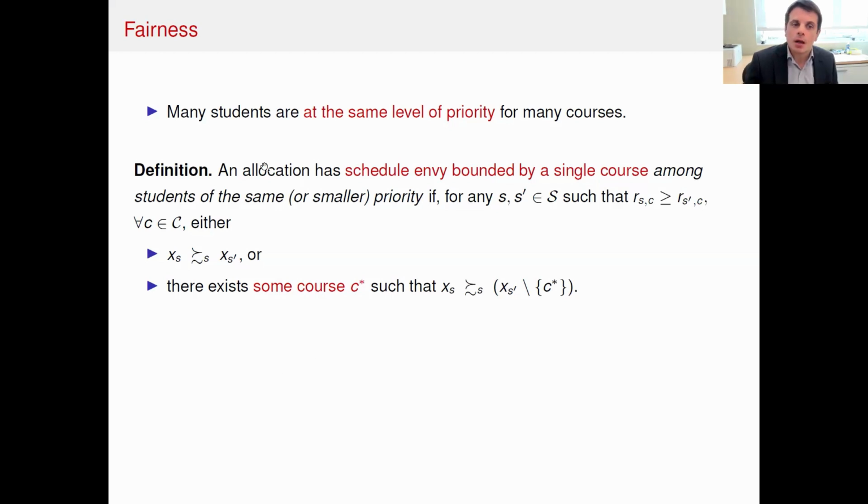What does it mean? An allocation has schedule envy bounded by a single course among students of the same or smaller priority if, considering two students and weakly comparing them in terms of rankings for all courses, either student S likes his schedule as much as the other student's, or there exists one course such that if the other student drops it, he no longer envies. So he likes his schedule. In some sense, this is a limited amount of envy, which is also present in the Eric Budish paper, but without the quantifier among students of the same or smaller priority.